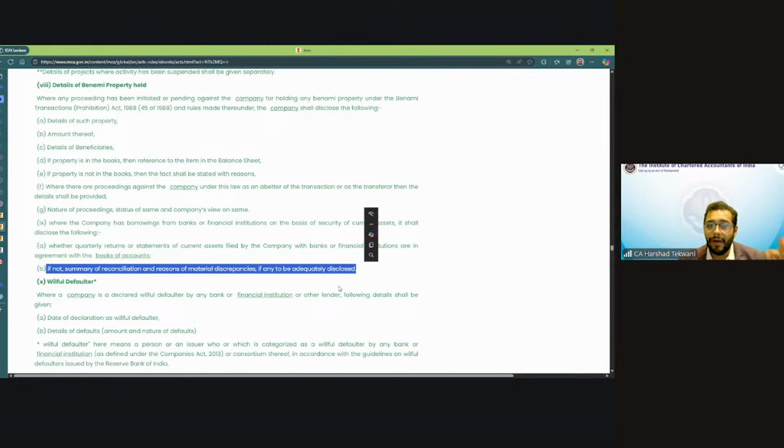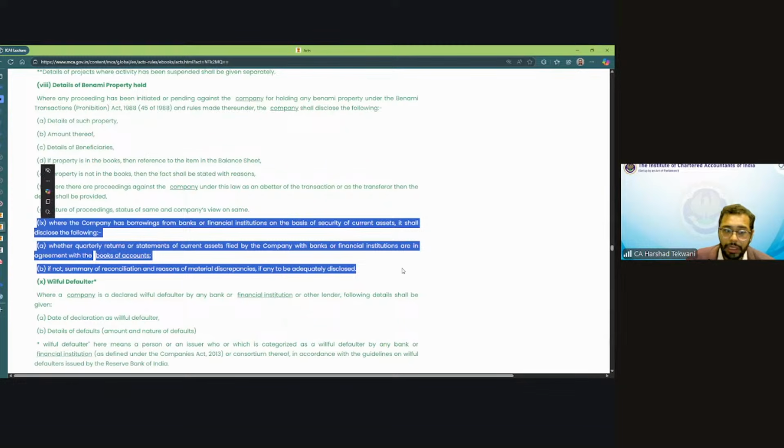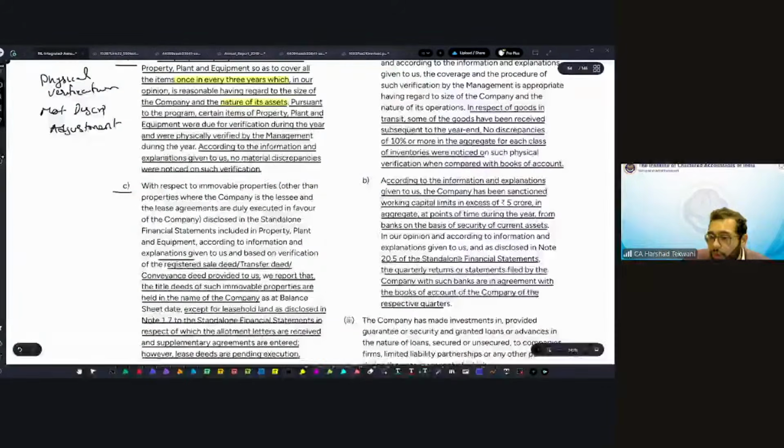Means this requirement is already there on the companies. Management already has to report this point. In addition to that, the auditor has to validate this. That's why, when we were discussing the report, they pointed to a particular note to the standalone financial statement where management has already disclosed this particular point. Clear?